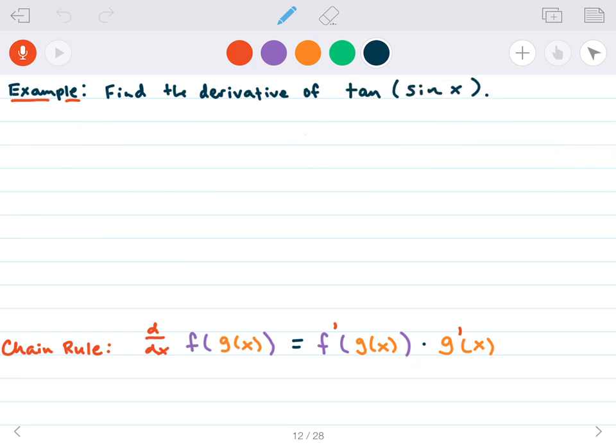So let's try this. I'm going to take the derivative of tangent of sine of x. Well, let's see. What's the derivative of tangent? The derivative of tangent is 1 over cosine squared, right? So let's think about my outer function and my inner function.